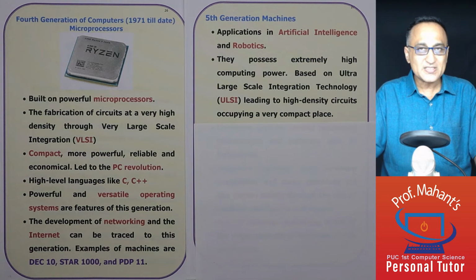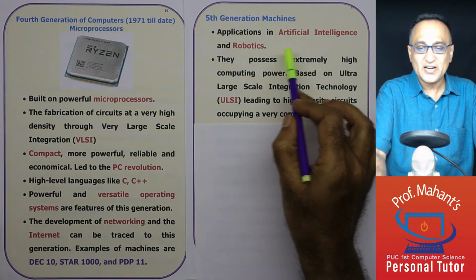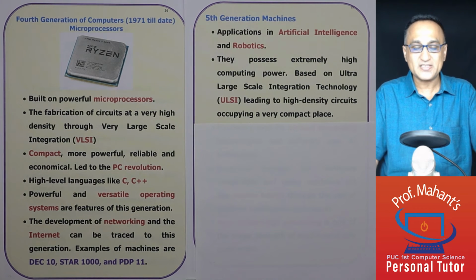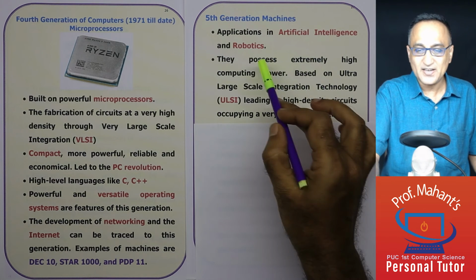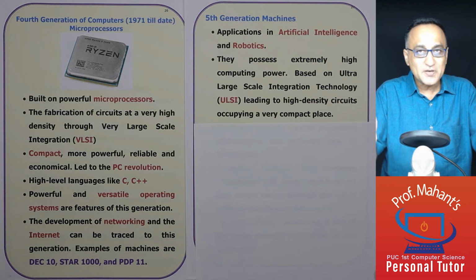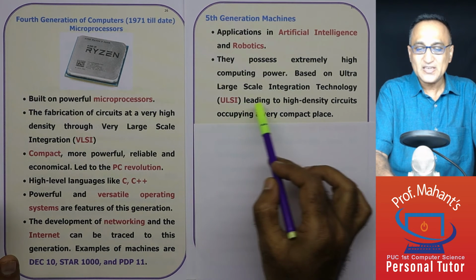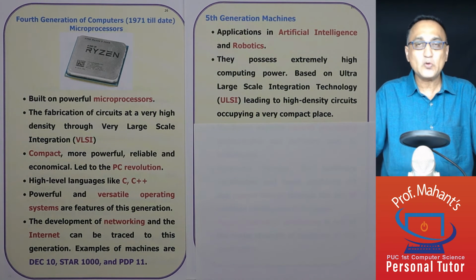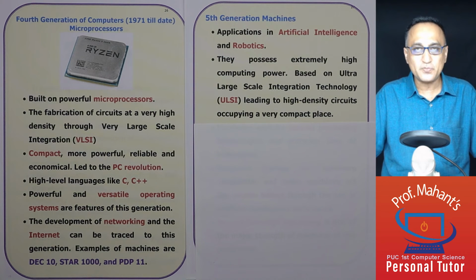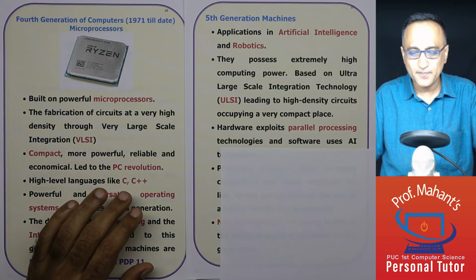Now on the software side, the machines were used more for applications in artificial intelligence and robotics. That is the trend today. The trend of the future is in artificial intelligence and robotics. All the machines have been designed using ULSI technology, leading to a higher density of circuits occupying very little space, more reliable, consuming less power, cheaper, faster, and so on.